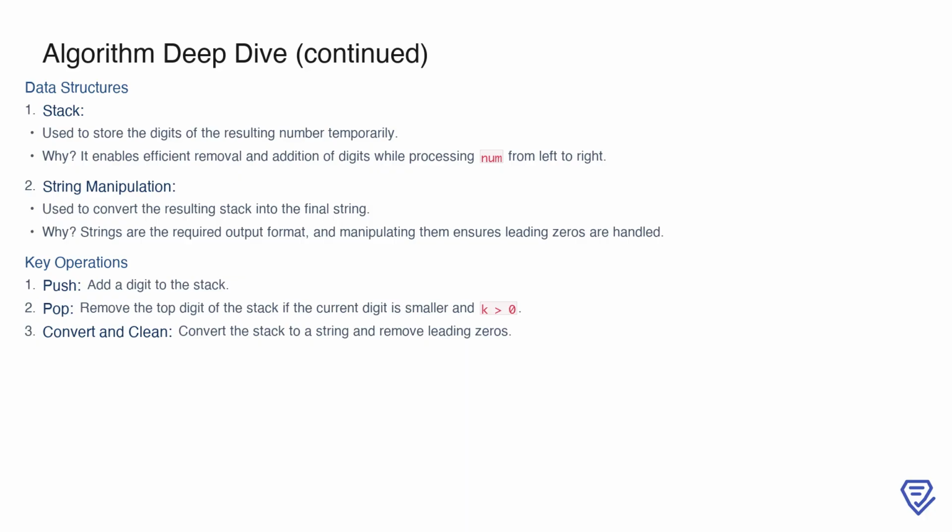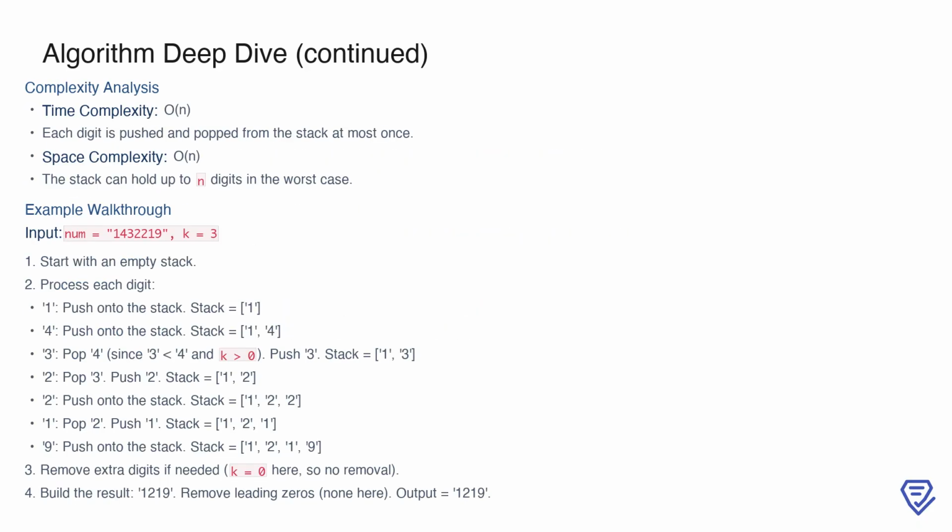The key operations involved are pushing a digit onto the stack, popping the top digit if a smaller digit is encountered and k permits, and finally converting the stack into a string while cleaning up any leading zeros. These operations are simple yet powerful, making the entire algorithm both efficient and easy to implement. The time complexity of this approach is O(n), where n is the length of the input number. This is because each digit is pushed and popped from the stack at most once, making the process linear. The space complexity is also O(n), as the stack can hold up to n digits in the worst case.